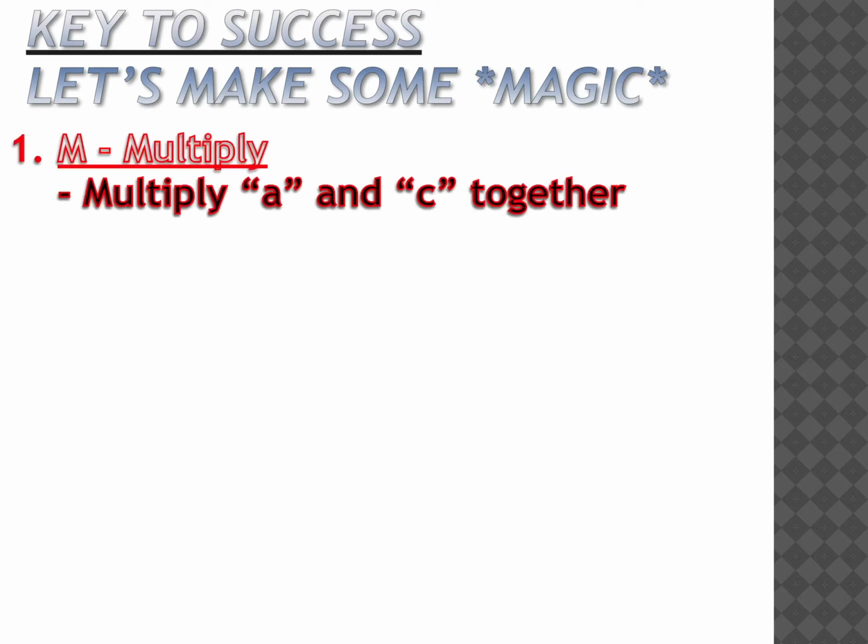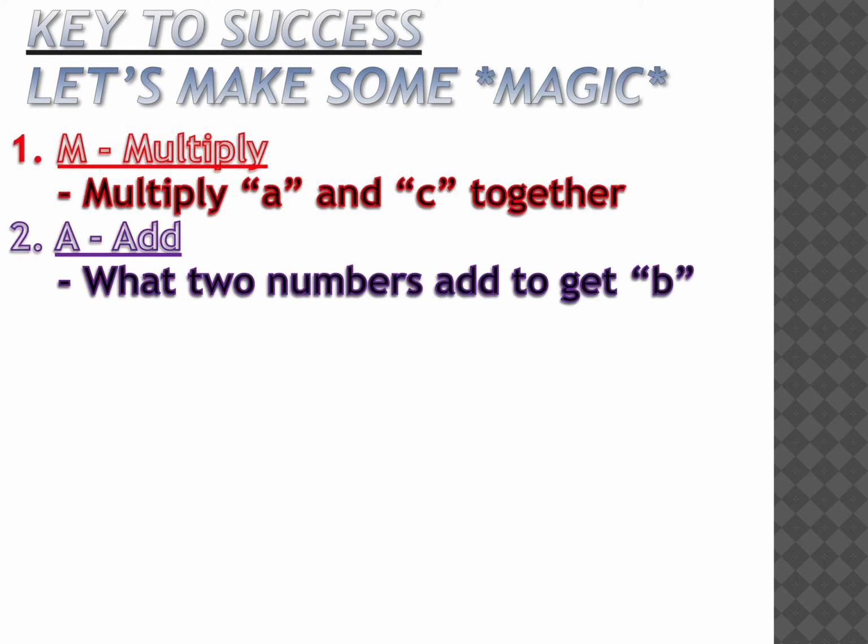The method that we're going to use in order to factor trinomials is called magic. Sometimes I call it big X, okay? But magic is just an acronym for the steps. The first thing we're going to do is multiply. We're going to identify our A and C values and multiply them together. We're then going to add. So we're looking for what two numbers add to get the B value.